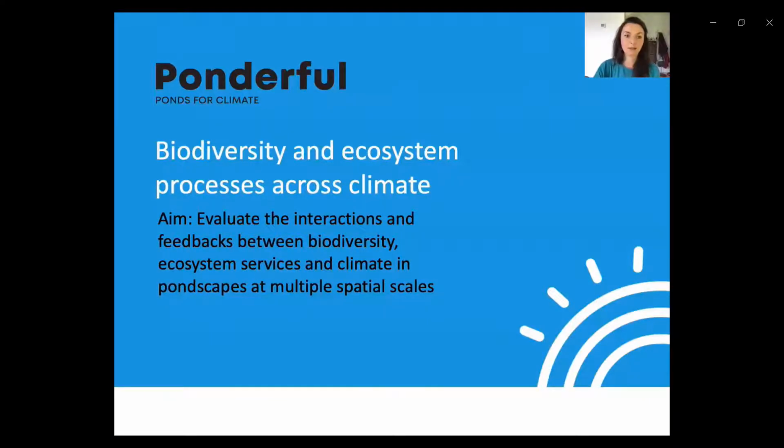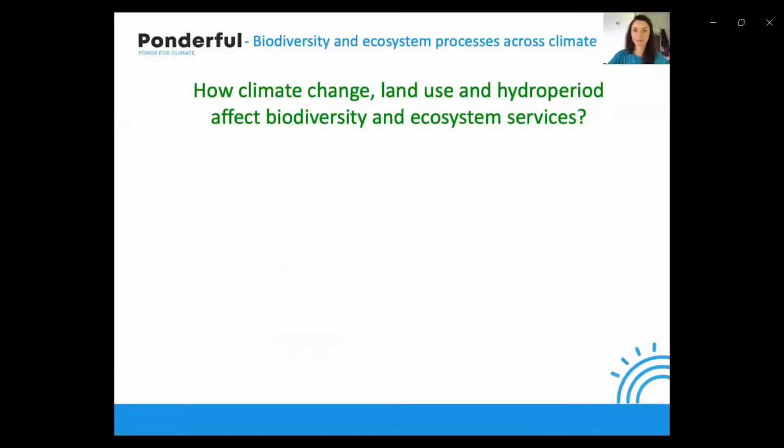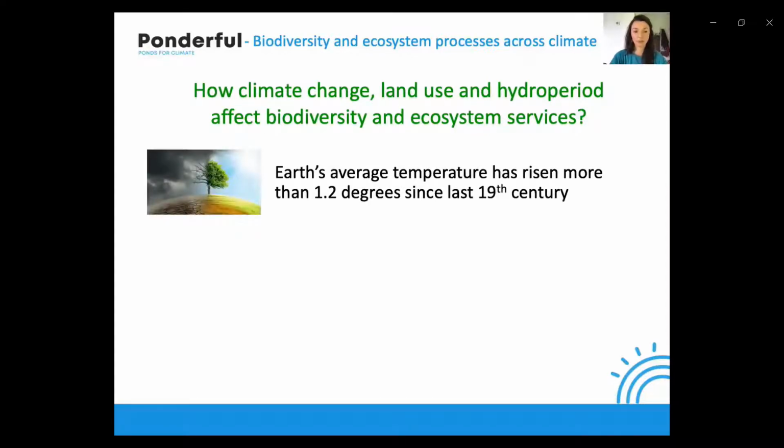So, as I mentioned, the first objective of Ponderful focuses on biodiversity and ecosystem processes, and it tries to evaluate the interaction between biodiversity, climate change, and ecosystem services across multiple spatial scales. The focus of the first objective is to study how climate change, land use, and hydroperiod, and the interaction between these three components, can affect biodiversity and ecosystem services. As you know, Earth's average temperature has increased in the last century by 1.2 degrees, but not only that, there has also been an increase of extreme events such as heat waves or flooding.